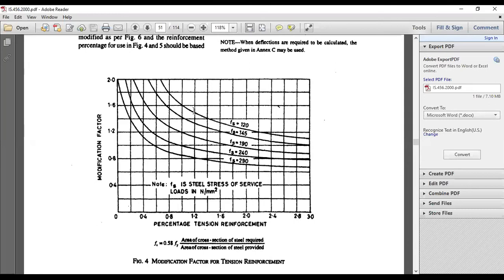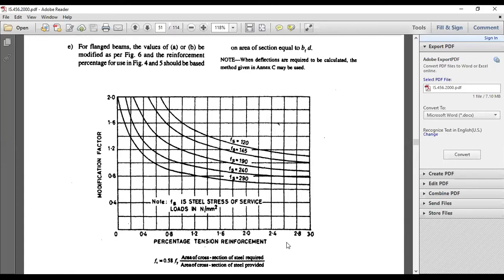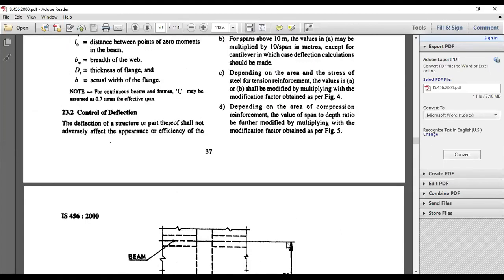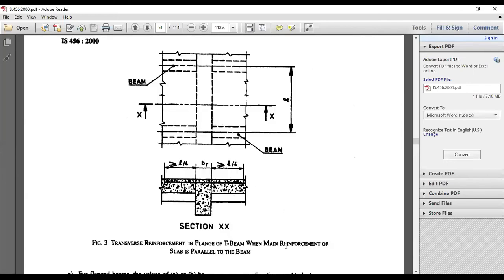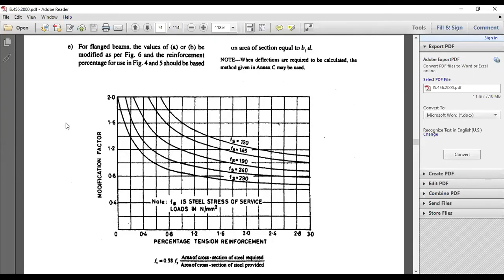Here you see 5 lines are given, 1, 2, 3, 4, 5. So Fs 290, Fs 240, Fs 190, Fs 145 and Fs 120. From this we are going to calculate the modification factor. And why is this modification factor required? To calculate the depth of the slab, the modification factor is required.